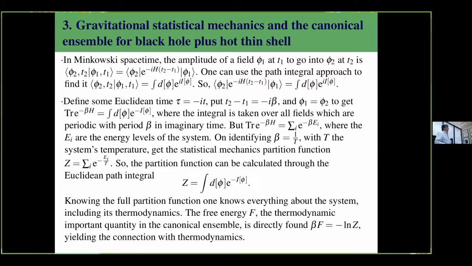And then you say, well, if I identify this beta with the inverse temperature of the system, then I get the statistical mechanics partition function Z, which is equal to the sum of e to the minus E_i over T. So the partition function can be calculated through the Euclidean path integral in this way.